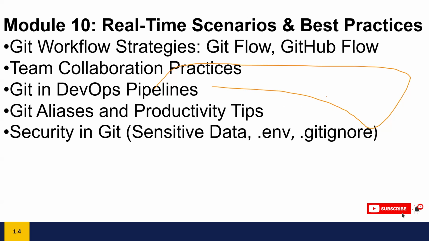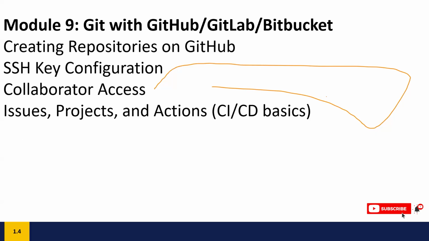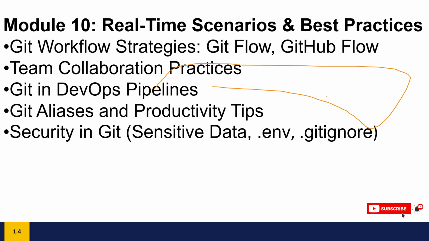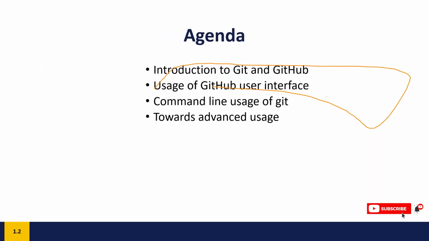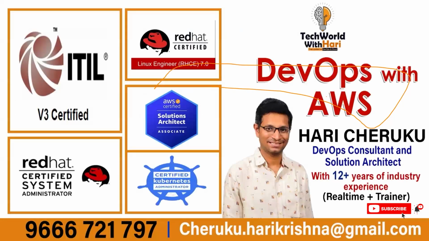And on real-time scenarios and best practices, we'll show you Git workflow strategies, Git flow, GitHub flow, team collaboration practices, Git in DevOps pipelines, Git aliases, productivity tips, and security in Git. So we'll discuss these 10 modules in this Git and GitHub course, guys. Understood? Yes, right.